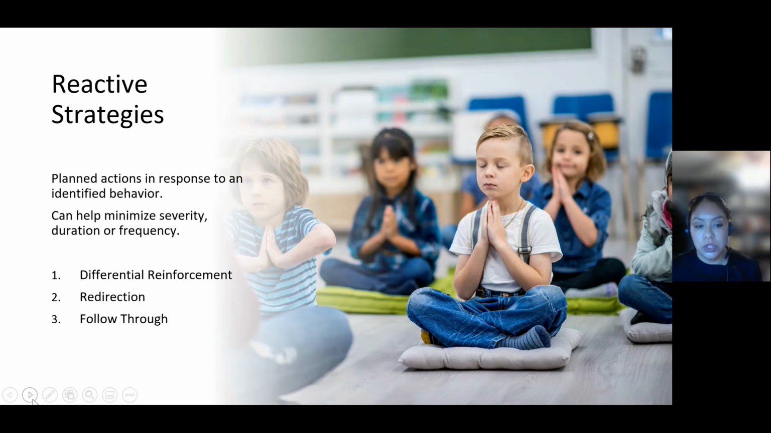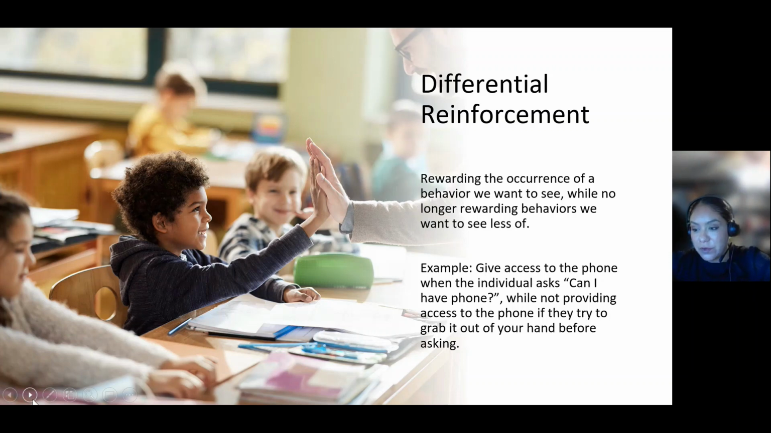Some useful strategies that we'll talk about are, number one, differential reinforcement, rewarding behaviors differently based on the effort. We'll also talk about redirection, where we guide an individual to a different task. And number three is follow through. This is so important. For follow through, when we say first this, then that, when that contingency is established, we really want to make sure that we are sticking to it. So we'll start with differential reinforcement.